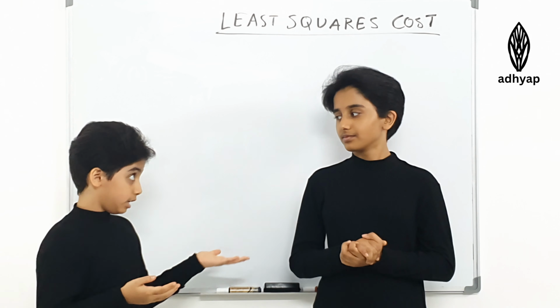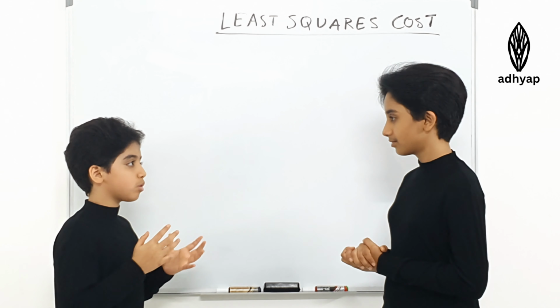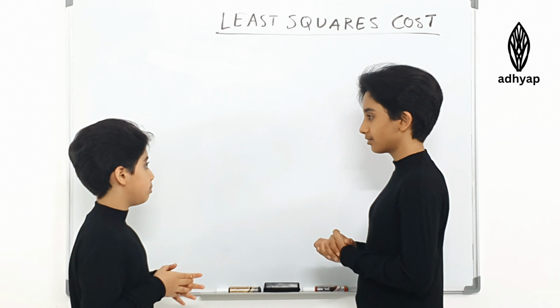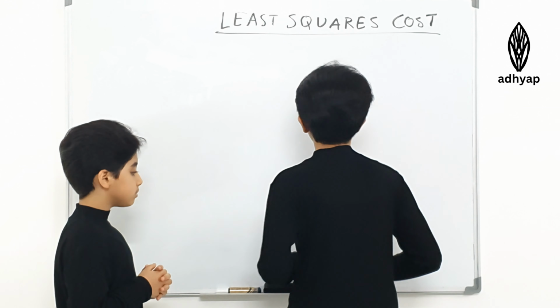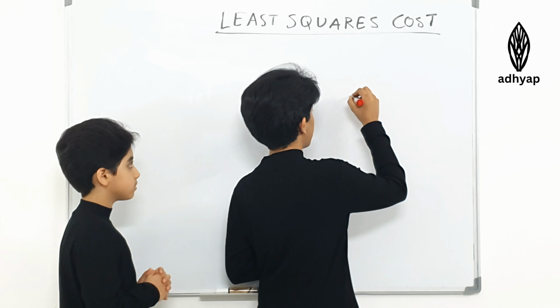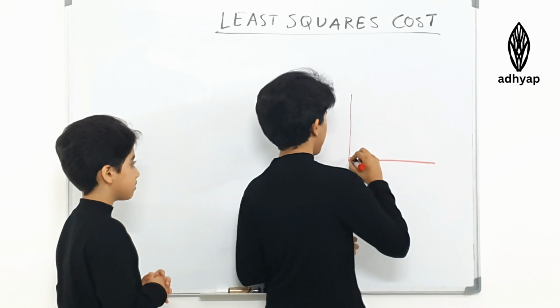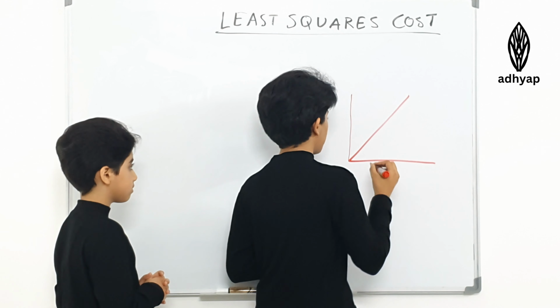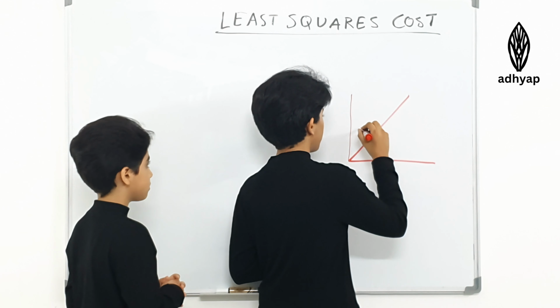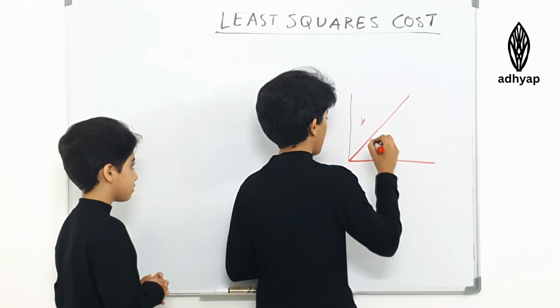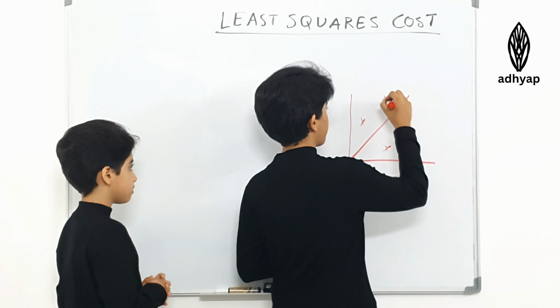So right now, Leena will explain what the least squares cost function is and how it helps in linear regression. Well, linear regression can be shown as a graph. Actually, we talked about linear regression in our last video, which was about the hypothesis function. But I'll talk a little more about it.